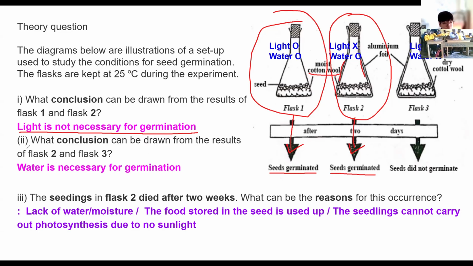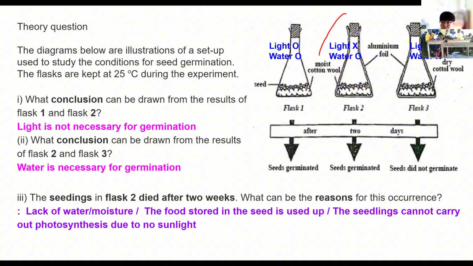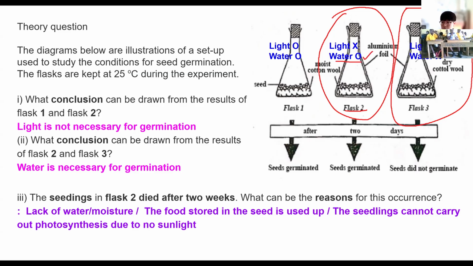So, number 2 asks, what conclusion can be drawn from the results of flask 2 and flask 3? If you look at flask 2 and flask 3, the difference is that flask 2 has a moist cotton wool. It has water. But flask 3 does not have water.